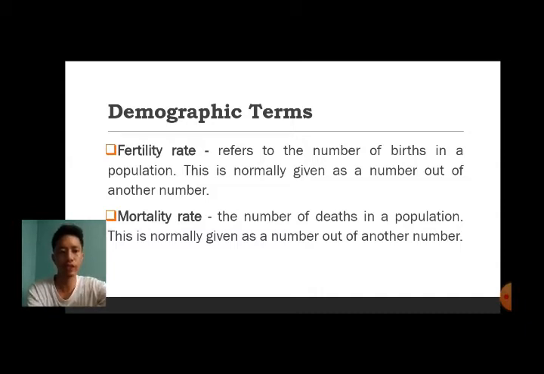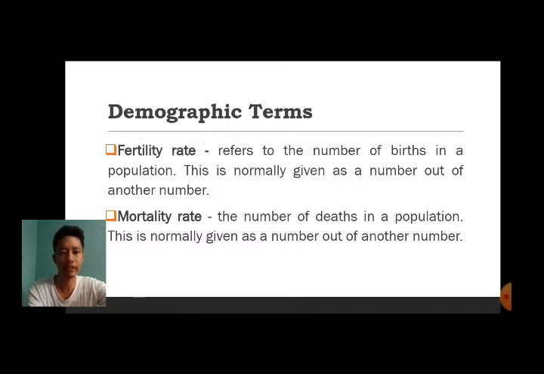You may also see it as a number of children per woman, such as 1.6 children per woman. This is an average of children who were born to women generally at a reproductive age, around 15 to 44 years old. The opposite of fertility rate is the mortality rate, which is the number of deaths in a population. Again, this is normally given as a number out of a number. On Dharma, the mortality rate was 8 out of 1,000 people.